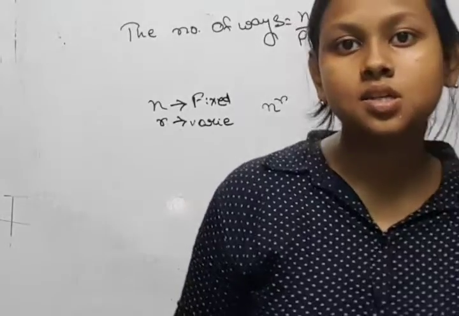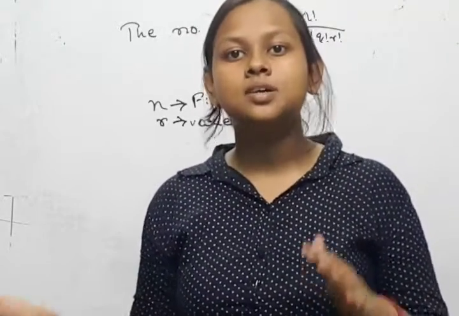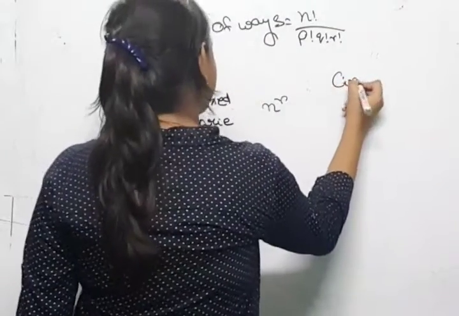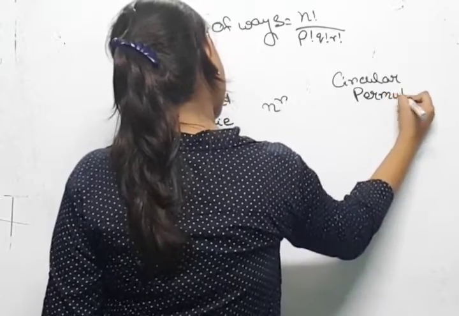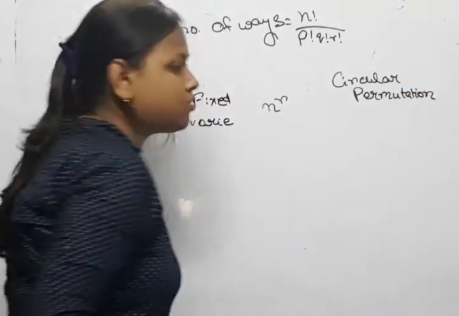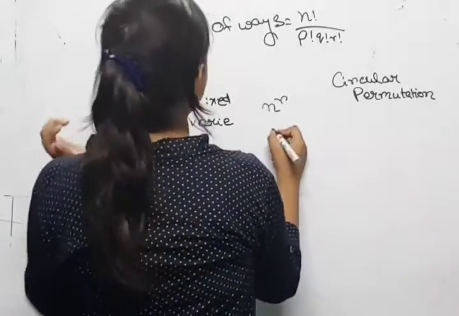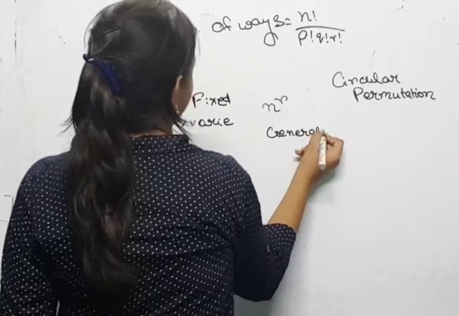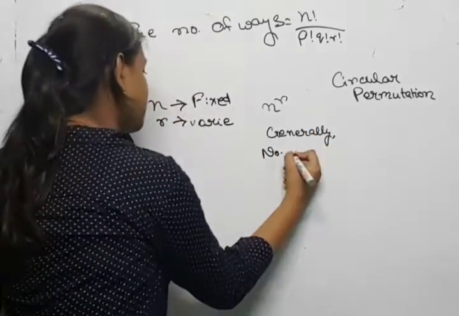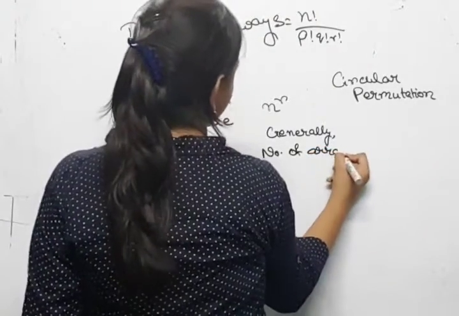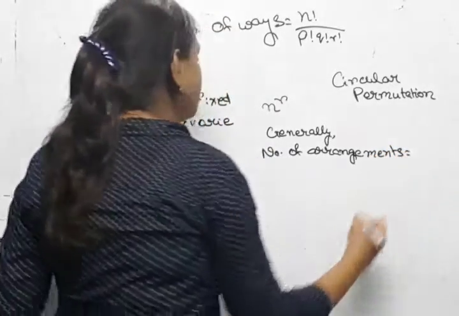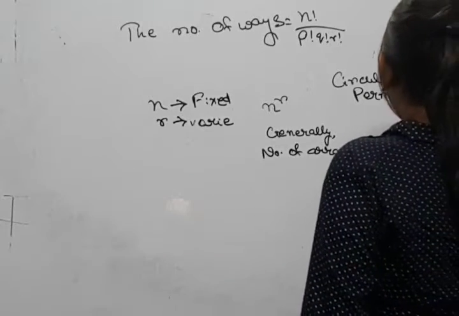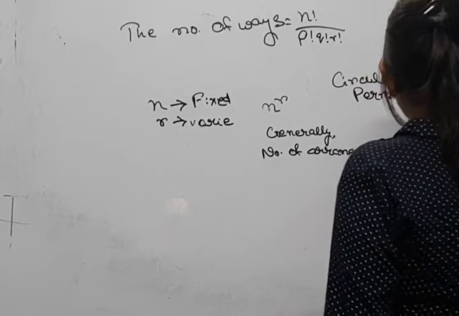Now let's look at circular permutation. In case of circular permutation, generally the formula will be: number of arrangements is equal to half into n minus 1 factorial.